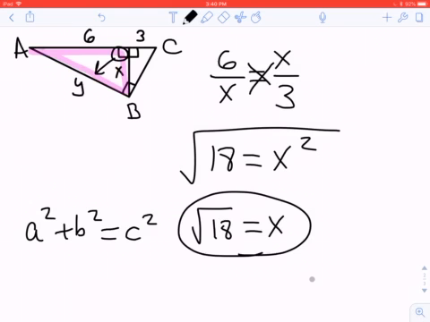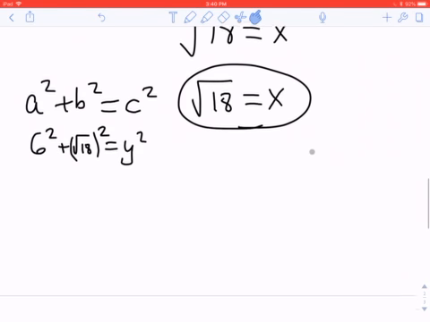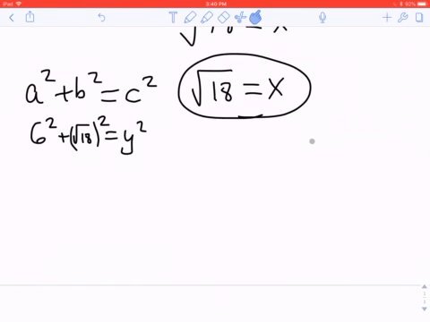So we know that y squared is equal to, what are its other side lengths? x and 6. So we can say that 6 squared plus the square root of 18 squared, because we solved that for x, is going to be equal to y squared. And then we could solve this equation rather than set up a complicated ratio in order to figure out what the value of y is. So 6 squared is 36. The square root of 18 squared is going to be 18. And y squared is y squared.